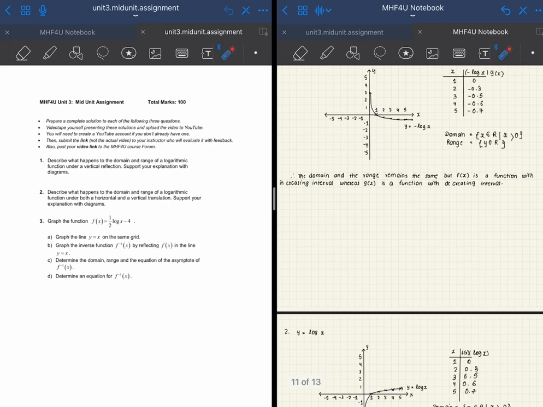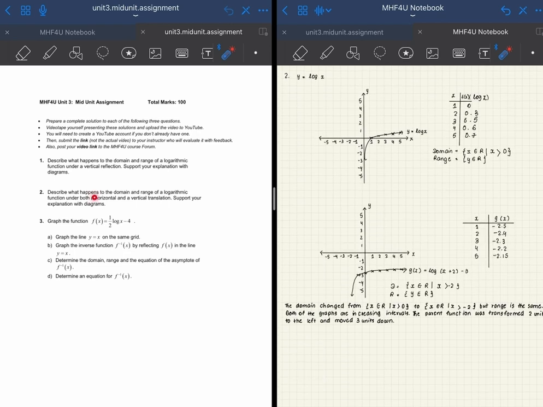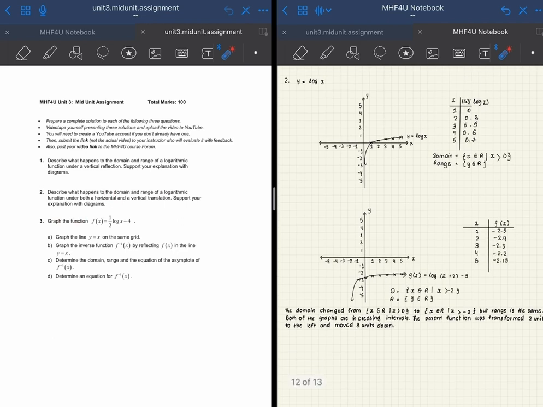And for number 2, describe what happens to the domain and range of a logarithmic function under both a horizontal and a vertical translation, and support your explanation with diagrams. For the parent graph, we have y equals log x, and this is a graph of a logarithmic function. As you can see, the domain of this function is x belongs to R such that x is greater than 0, and the range is y belongs to R.